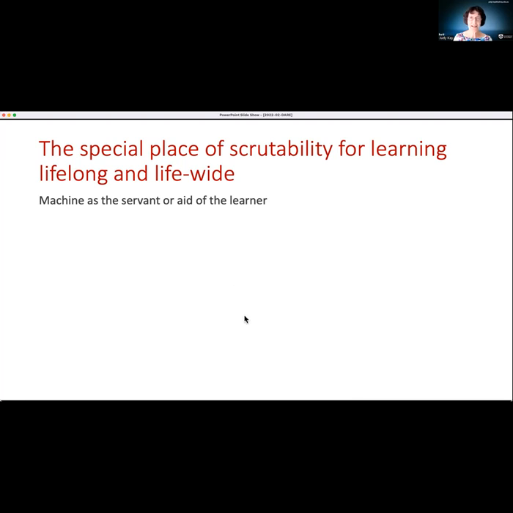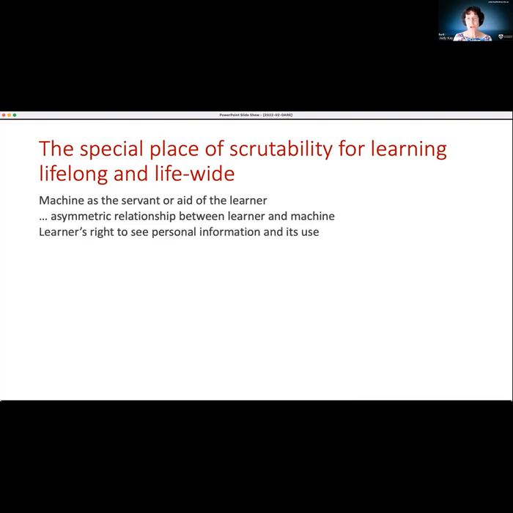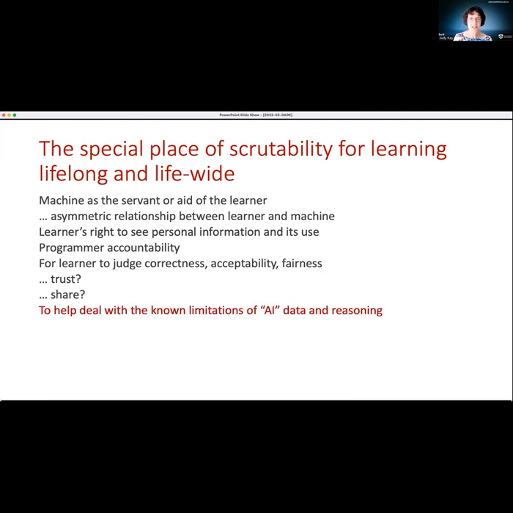We should have a clear definition of the relationship, and it's asymmetric. The user or learner has a right to see the personal information. This is a learning context. Programmers should be accountable, especially in a learning context. Why are you treating this person as if they don't know things? The user should be able to judge the correctness and acceptability. Important if they're going to trust a system, often if they might share information with it.